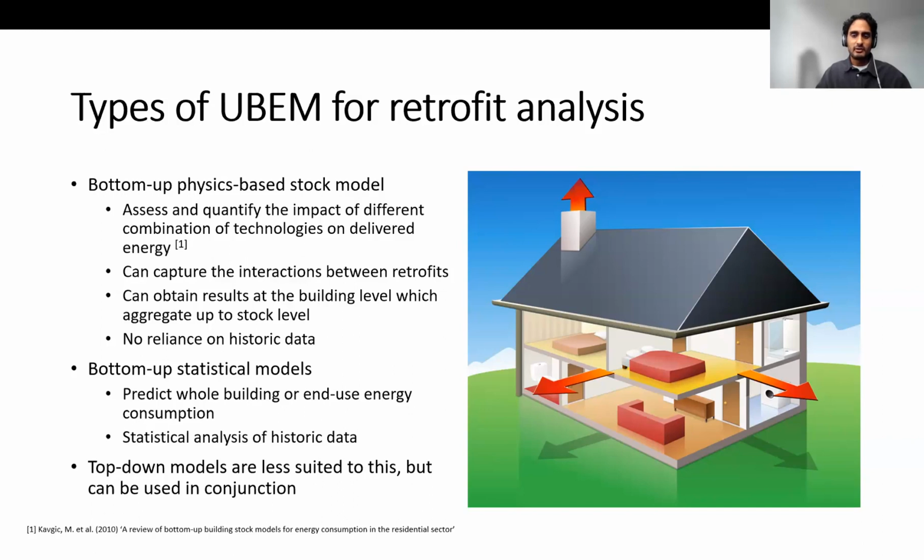And finally, top-down models are less able to represent impacts of specific technologies, but they can be quite powerful when used in conjunction with these bottom-up models, as they can be useful to understand correlations between aggregated demands and other variables such as fuel prices.